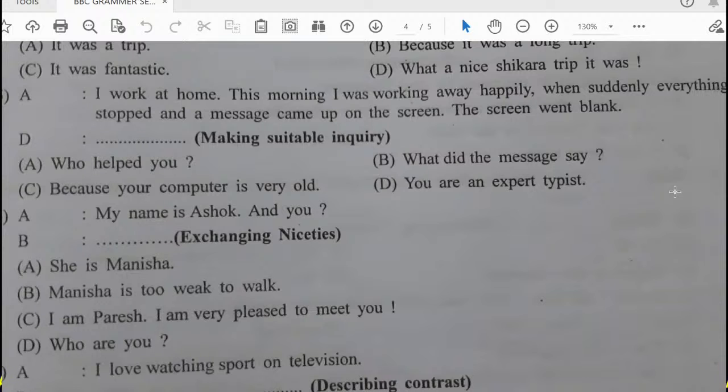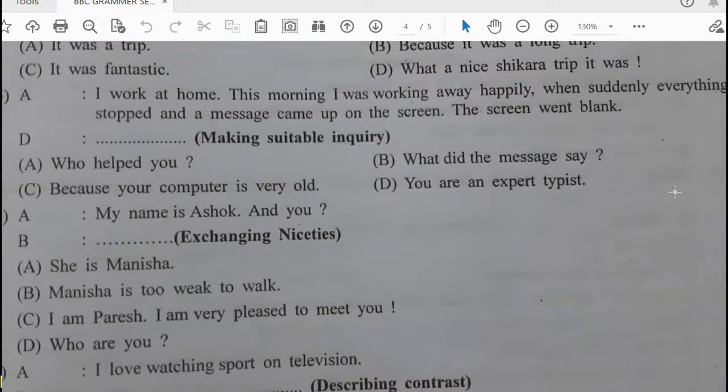So the last sentence: a message came up on the screen and the screen went blank. So we have to ask an inquiry about the message. So option B, what did the message say, is the right answer.